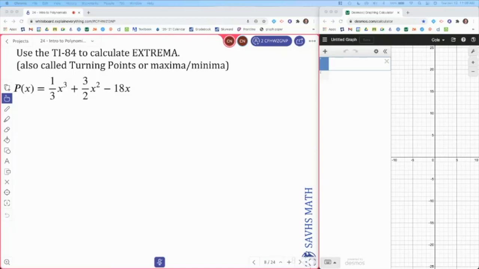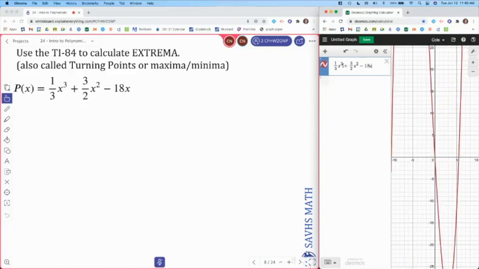On the next slide on Nearpod, you're going to just type this whole thing in. So I'm going to open that up for you, and then you just type what you see on the screen on my presentation. So I'm going to do that along with you. 1/3 x to the third plus 3/2 x squared minus 18x.